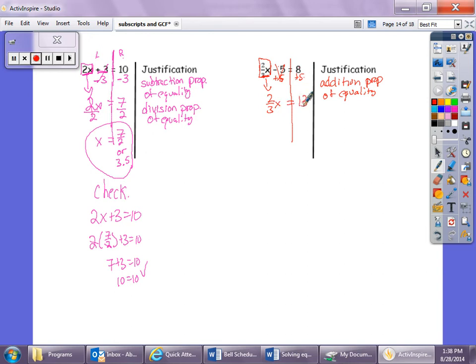Now we can do one of two things. We can either flip this and get rid of the whole fraction, or we can just get rid of our denominator first. To get rid of a denominator, we multiply by it, because that'll cross them out. If I multiply here, I have to multiply here, because that's our multiplication property of equality. That allows me to multiply both sides by the same thing. So I'm left with 2x is equal to 13 times 3, which is 39. And then the last thing, to break this apart, we simply divide by 2, which is our division property of equality.